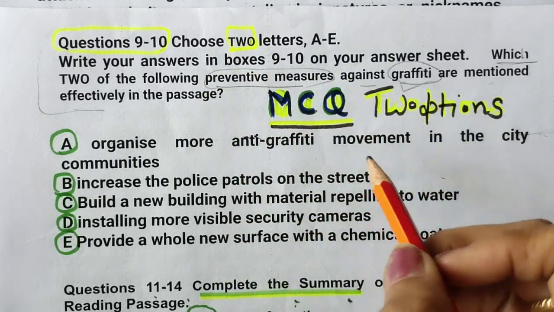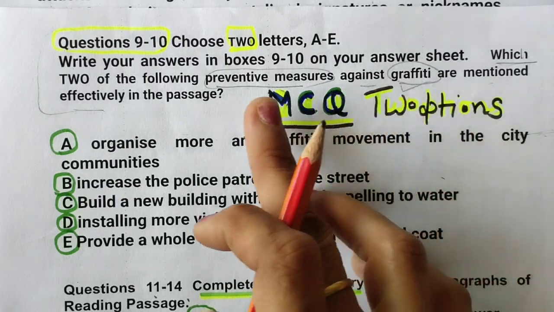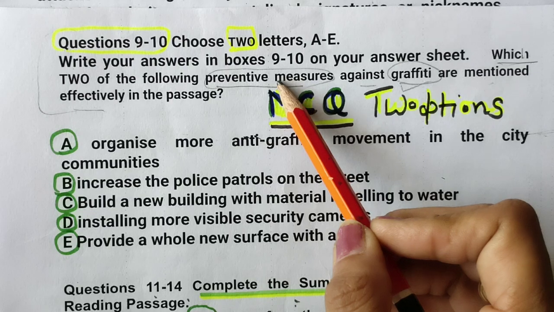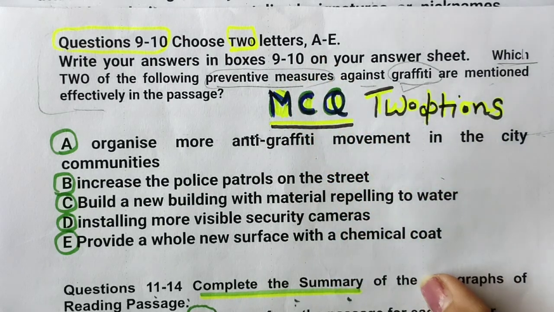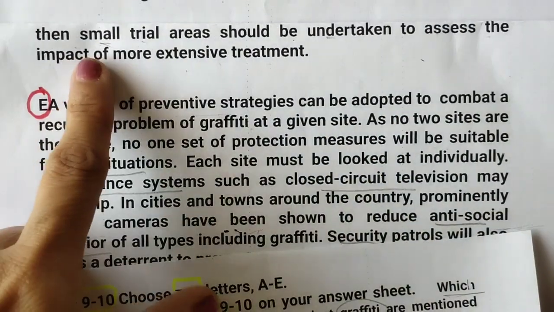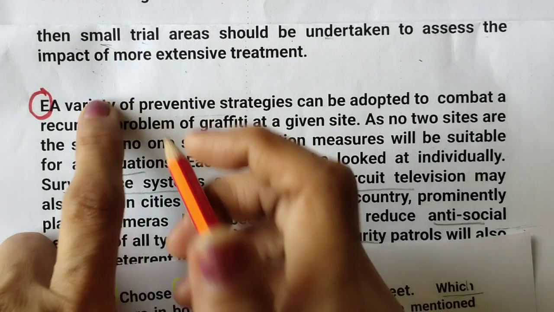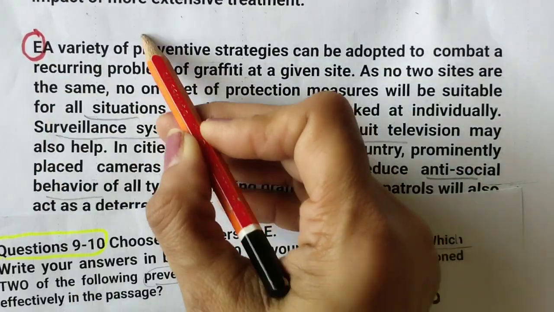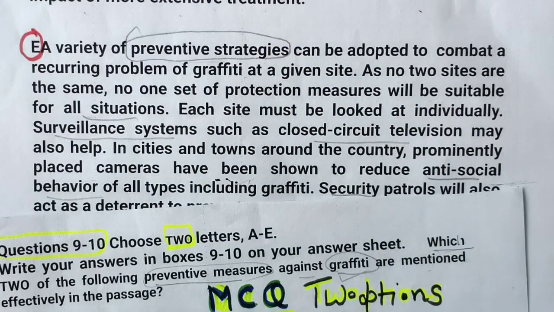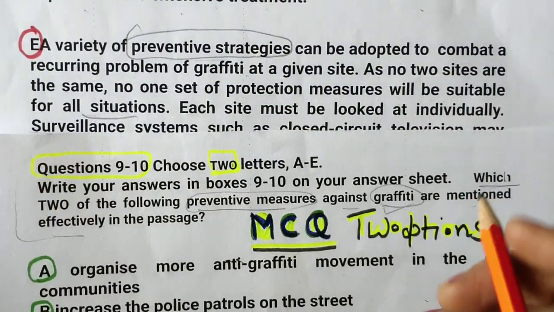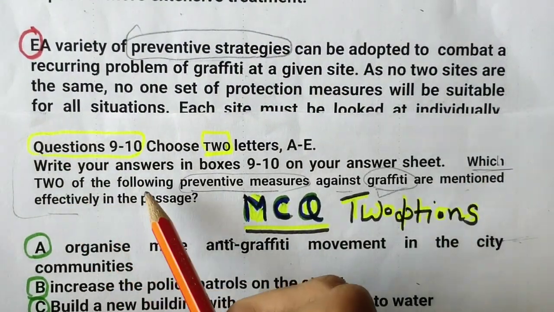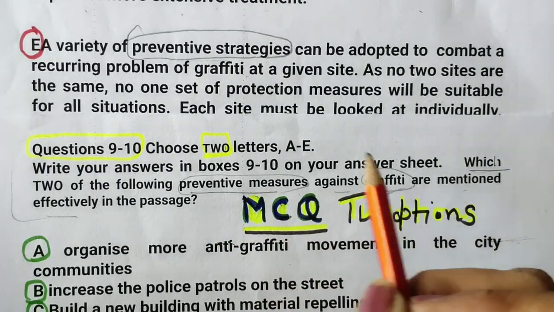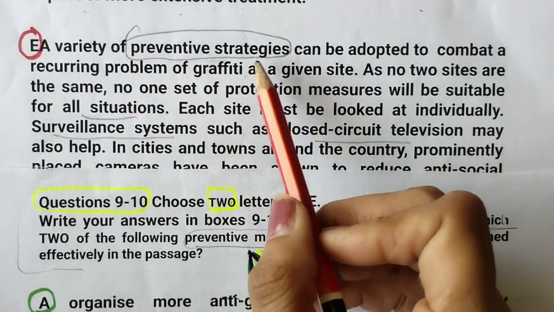Okay, so where we have got the location of 7-8 questions, after that we will get the location. So I will show you. Now in this paragraph we have got this location, this also. So in the next paragraph I can see preventive strategies. Okay, so what the question statement was saying, which two of the following preventive measures against graffiti. So variety of preventive strategies.